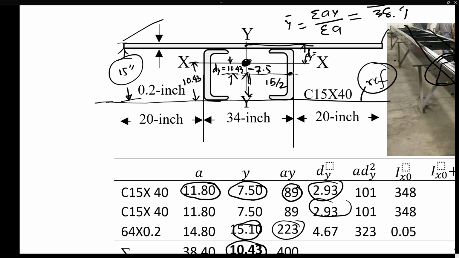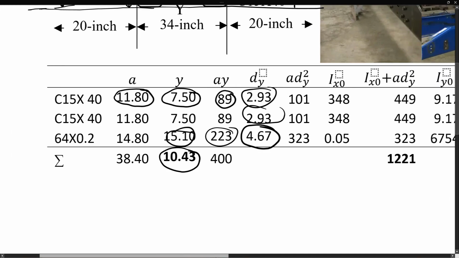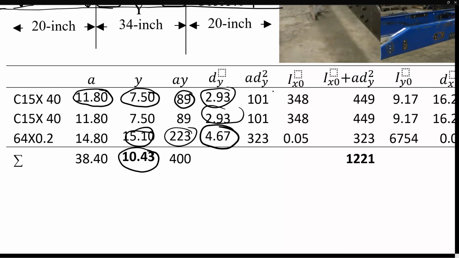So we can do 15.1 minus 10.43, which gives us 4.67. So you have all the distances from the overall centroid. Now I suggest you make a table like the one shown here. It's very simple and easy, and it removes all of your thinking. Then you do A d squared, and that's what I found for A d squared. This I x o, I found from the back of the book, in the table, where you can find it for the C15 by 40.